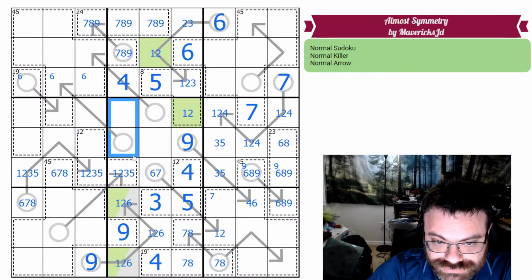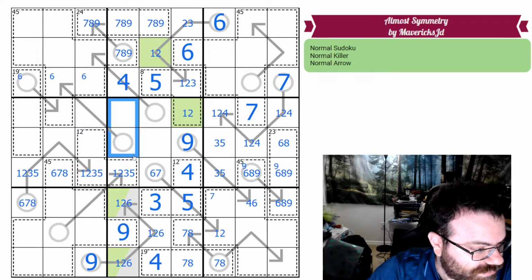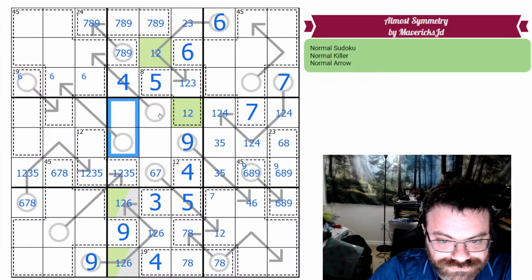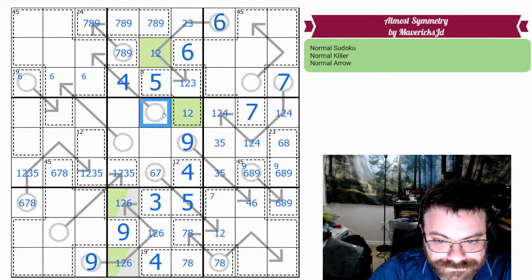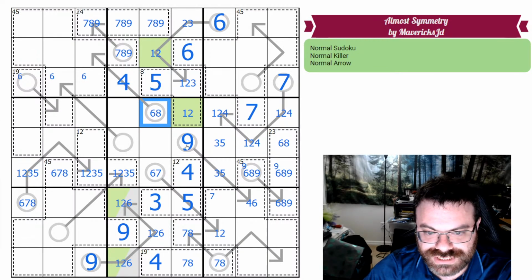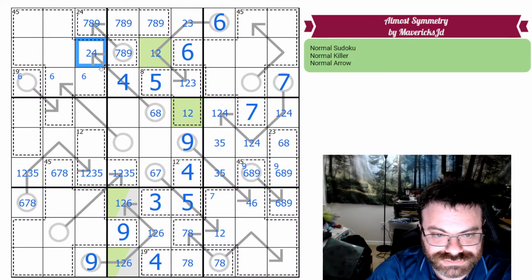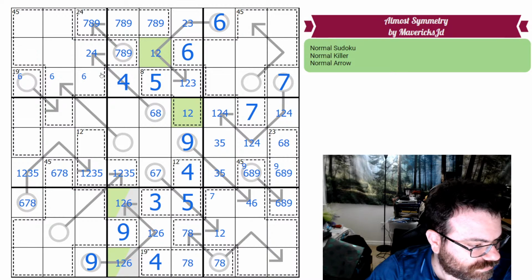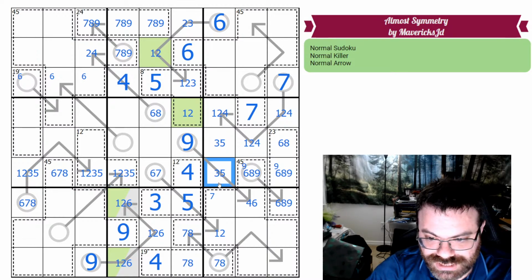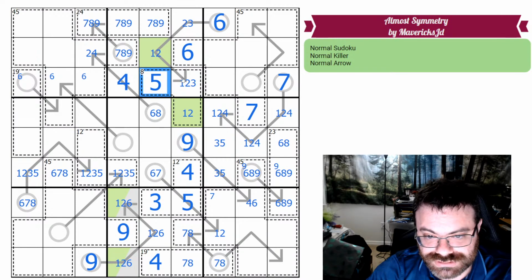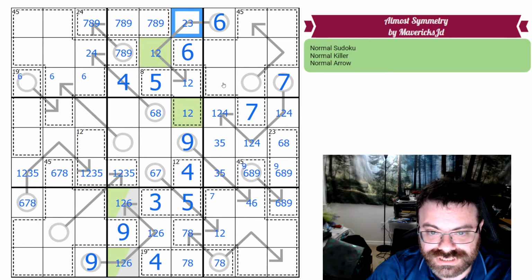So, row 4, column 5. Oh, right. So this can't be 5. Could be 6, can't be 7, could be 8, can't be 9. So this is 2 or 4. The 8 cage. There's a 5 in the 8 cage now. So this is 1, 2 pair. So that's a 3.